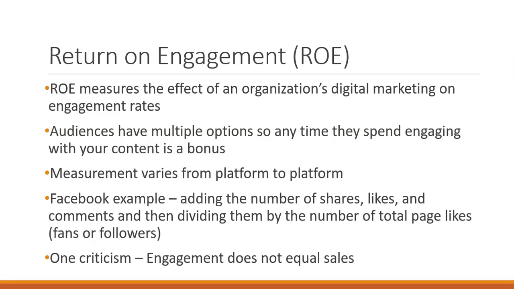An example on Facebook would be adding the number of shares, likes, and comments, and then dividing them by the total number of page likes or fans or followers. So, for example, if most of our posts get 276 comments or likes, but we have a million fans or followers, we don't have a very high engagement.